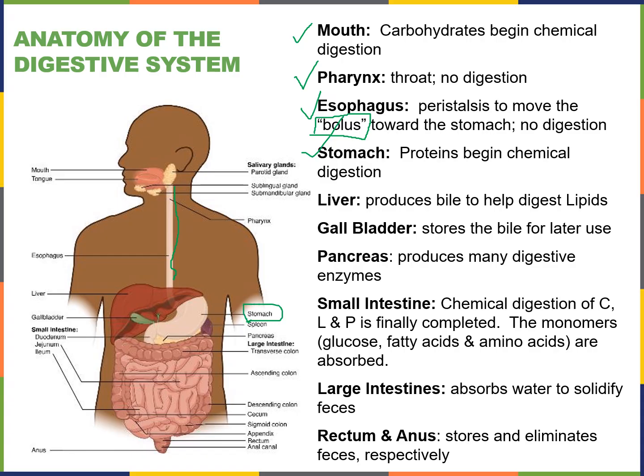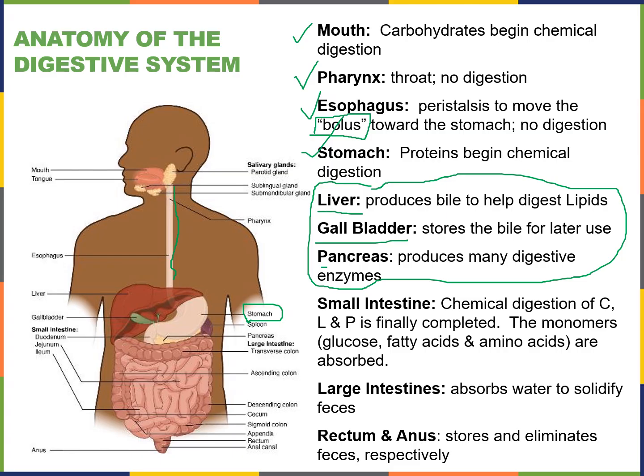And there are 3 accessory organs that are part of the digestive system. Now, the food does not travel through these, which is why they're called accessory organs. The other reason they're called accessory organs is because they produce a substance which assists in the digestion of food. So the food does not pass through the liver, the gallbladder, and the pancreas. So from the stomach, the food goes to the small intestine.